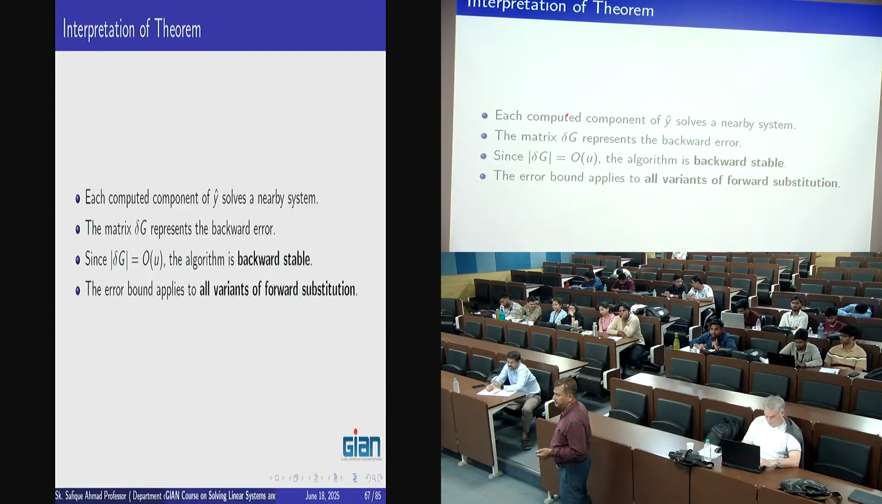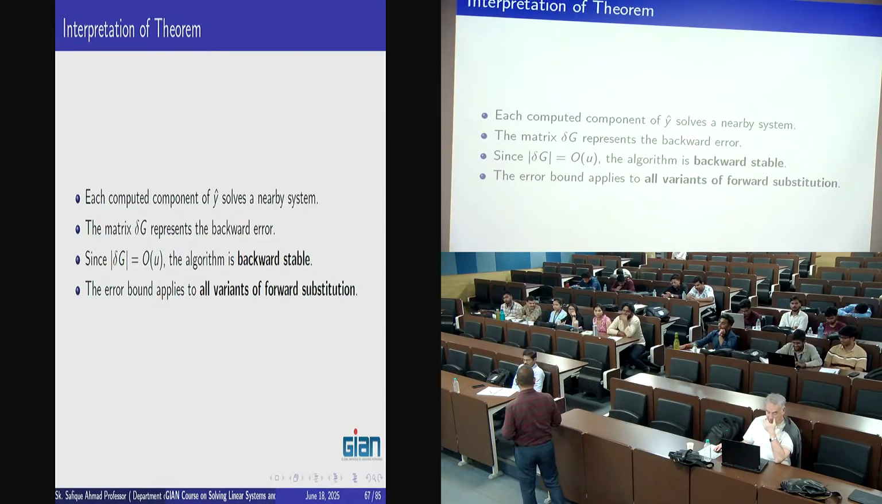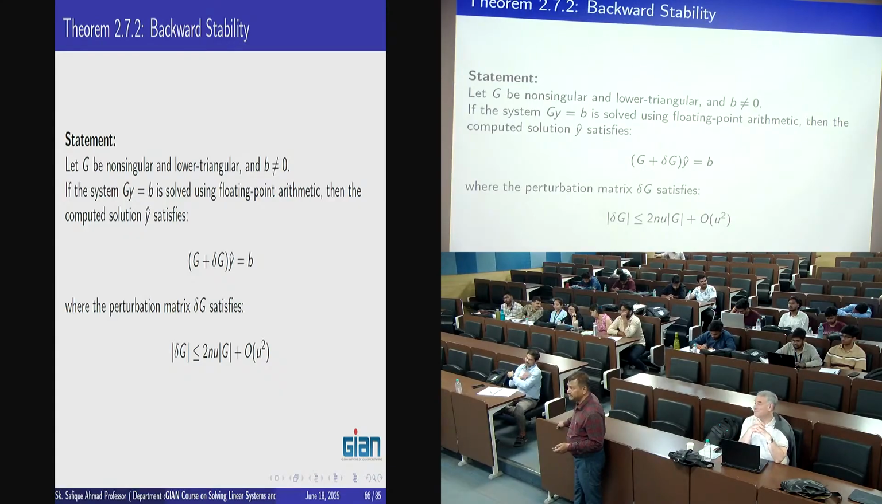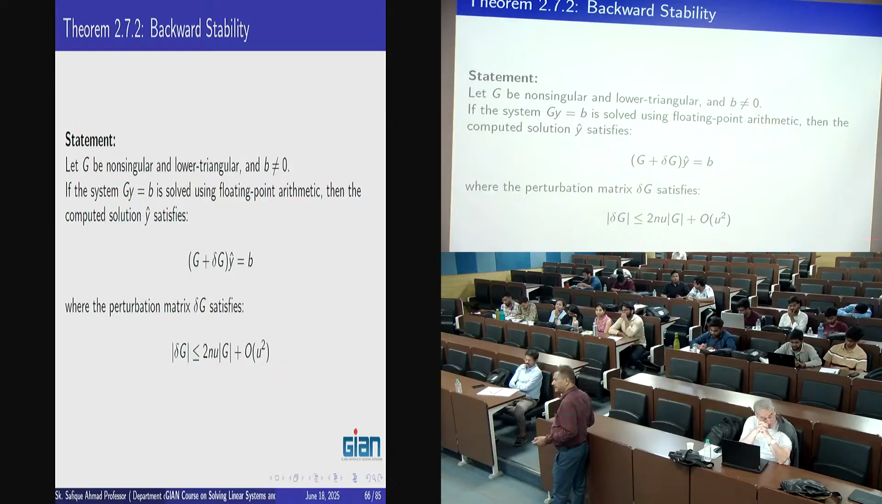And for each computed component of y, whatever we have done with this error analysis, |delta G| is less than or equal to 2nu times |G| plus order of u squared. If this condition is satisfied, that is important: instead of Gy equal to b you are solving a small change problem, G plus delta G, and this delta G satisfies the bound in terms of the unit round-off error. So you can calculate how much error there would be, either single or double precision.